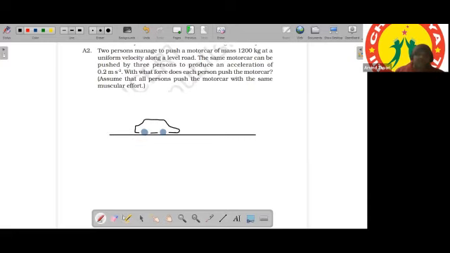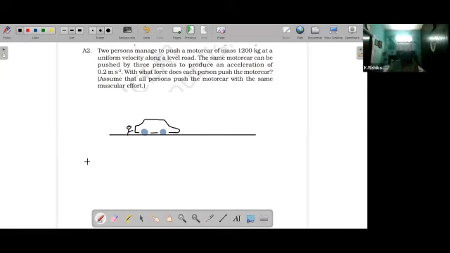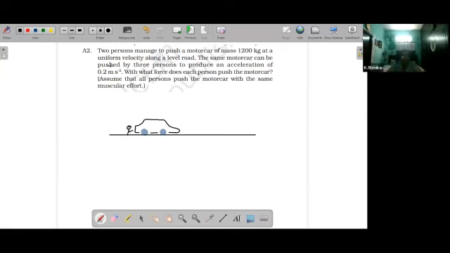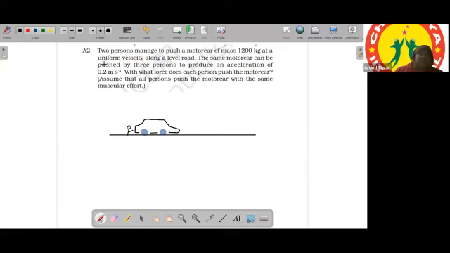If the car is moving with a constant velocity, what should be the net force acting on it? Yes, Rishika, what should be the net force acting on it? Sir, I answered F equals MA and I got 240 Newton. No, that's what I said, I don't want the answer. I want you to explain this problem.